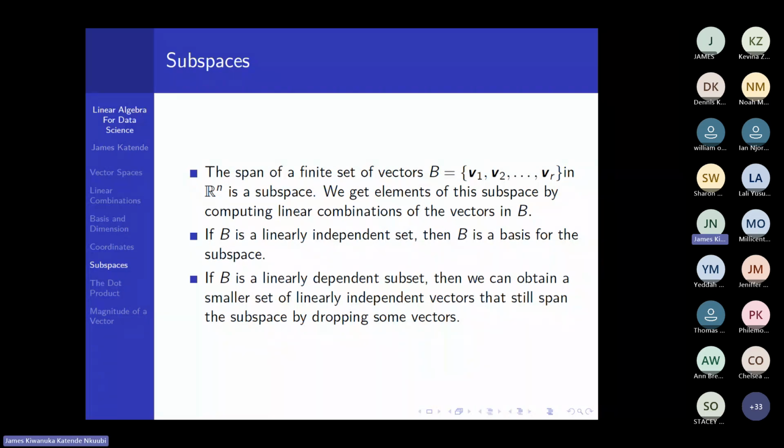So we have been using this term, but maybe it's useful to define it properly. The span of a finite set of vectors V1 up to VR in any vector space Rn turns out to be a subspace. The span basically is the set of all linear combinations of the vectors in B.